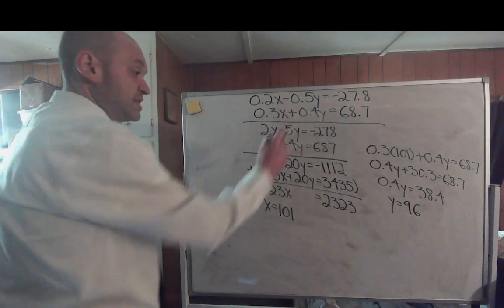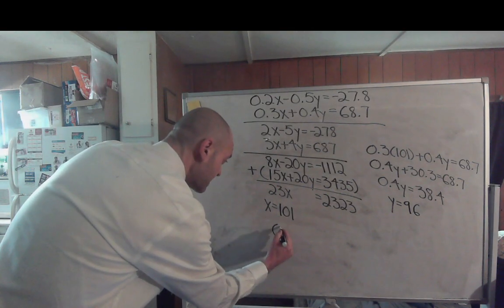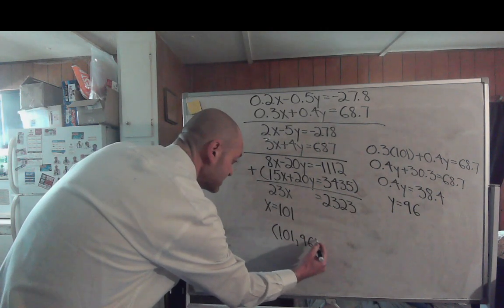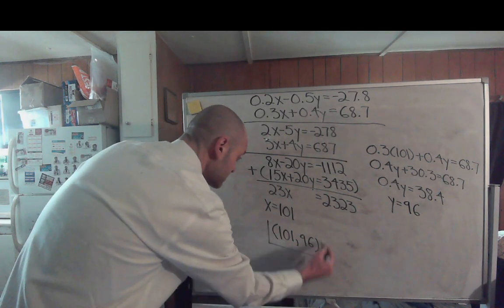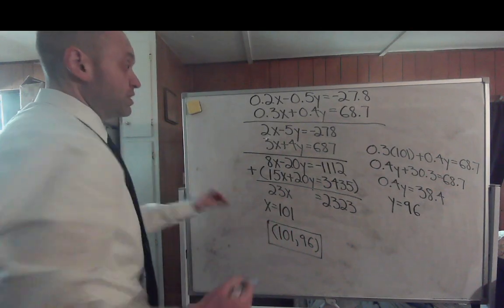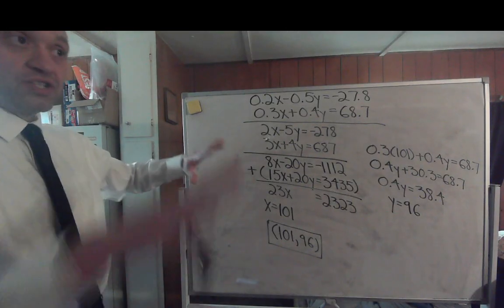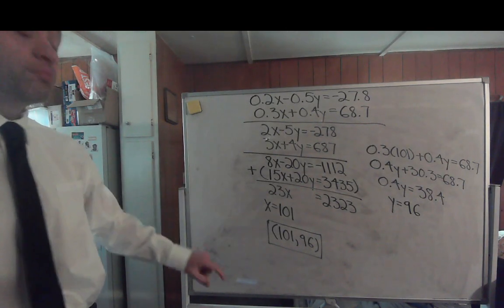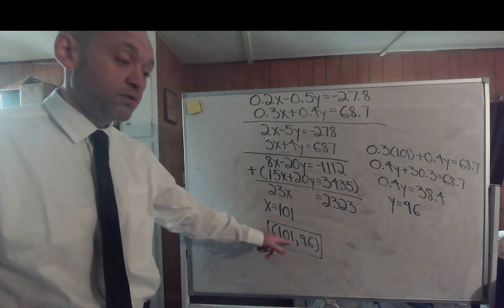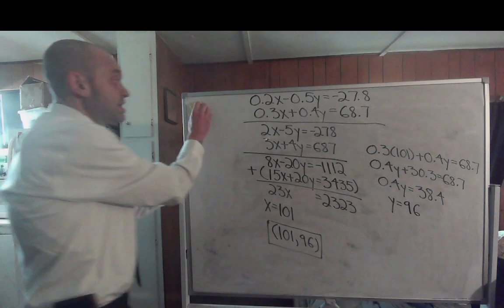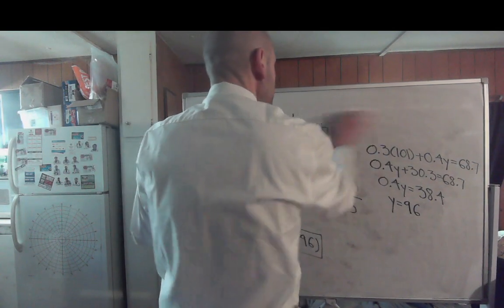So that means these two lines are going to intersect at the ordered pair (101, 96). Sometimes these lines won't intersect readily. They won't be visible unless you really zoom out on a graphing calculator, but they do eventually intersect at the ordered pair (101, 96). That problem was not so nice to us, was it?